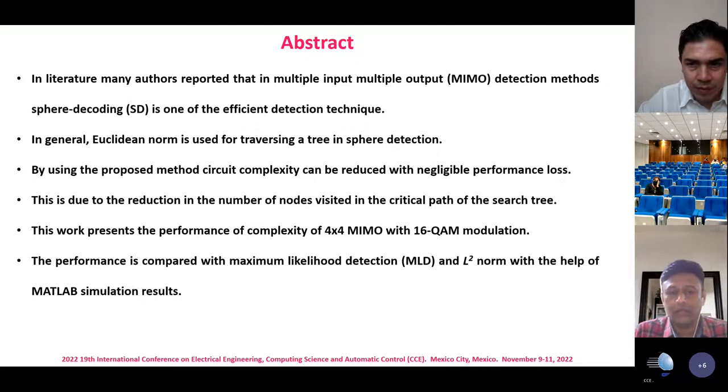We have analyzed the performance of two existing algorithms and compared them with the proposed method. The performance is compared with the maximum likelihood detection, which is one of the best algorithms, but the complexity is very high. One more method is the L2 norm. We compared them with the help of the MATLAB tool. Is my voice audible, sir?